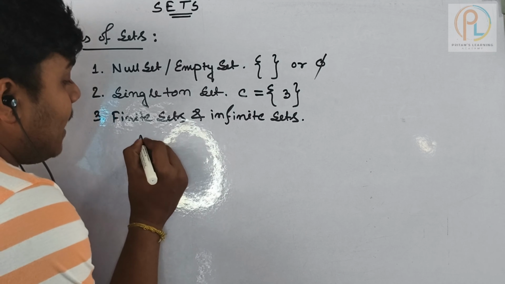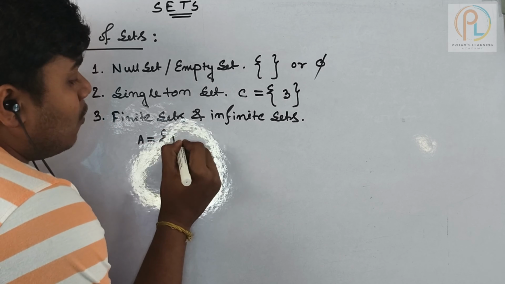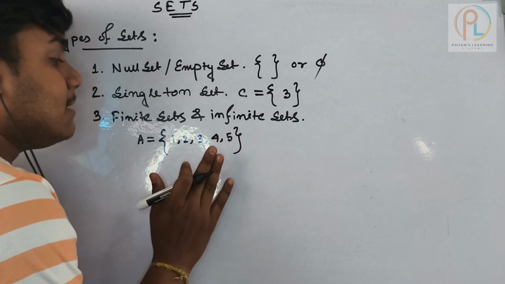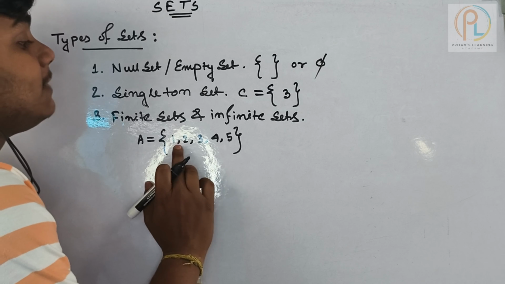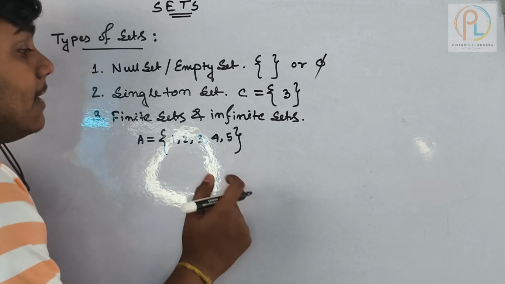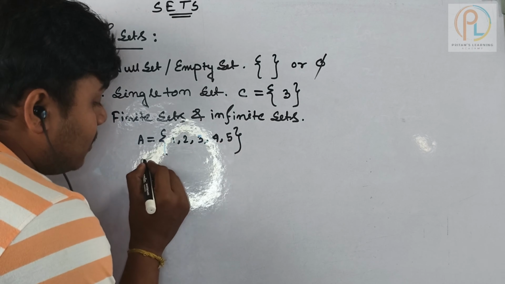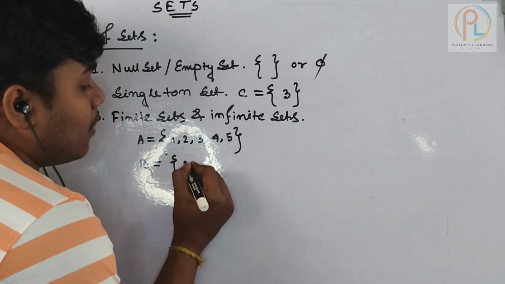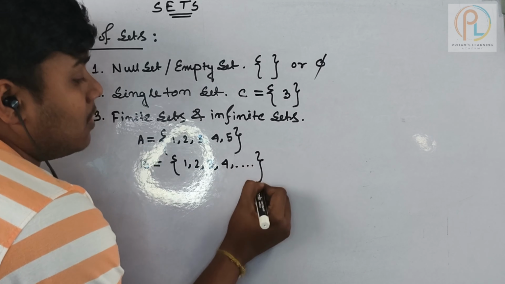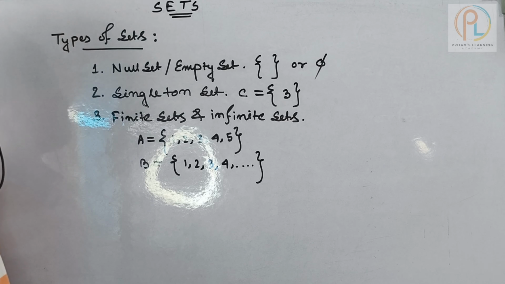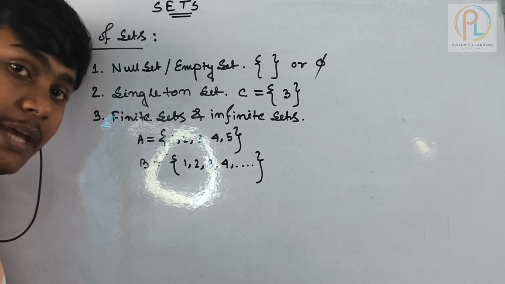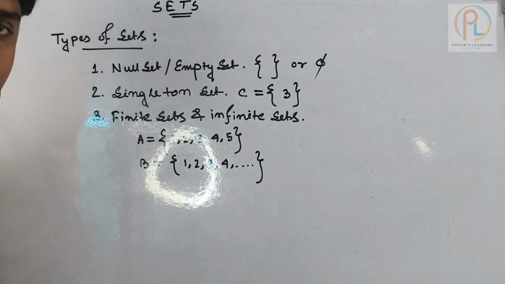Let us consider the set A. This is {1, 2, 3, 4, 5}. This is called a finite set because A has a finite number of elements. Here the number of elements is 5. That's finite. And let us consider set B: {1, 2, 3, 4, and so on}. This type of set is called an infinite set because here the number of elements is not known to us.